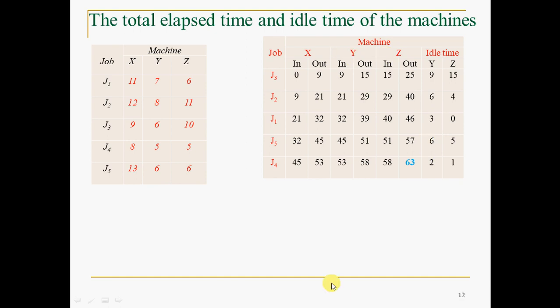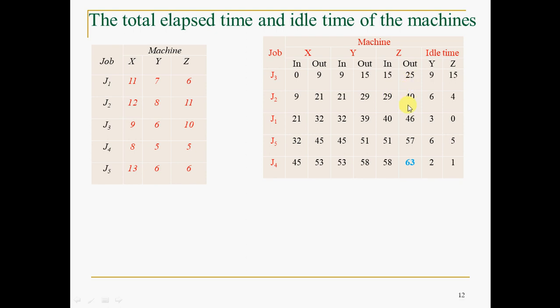Now how to compute the idle time? Idle time, it's very simple. Idle time of X you can calculate separately. Idle time of Y and Z you can directly put in the table. See 9. Let us concentrate on Y. So first 9 minutes it will be waiting. Then this gap only, that's all. 25 and so 25 to this one.